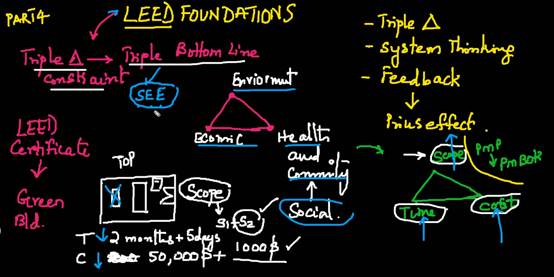the concept will be clear. So what comes in your head now, what question will come? For the LEED foundation, if they ask you what the triple bottom line is, you tell them it's environment, economic, health and social. Health and community, that is social. So when you think about the triple bottom line, this should come to your head: SEE. So what is SEE? It is social, economic and environment.